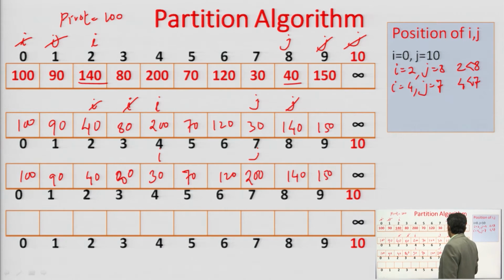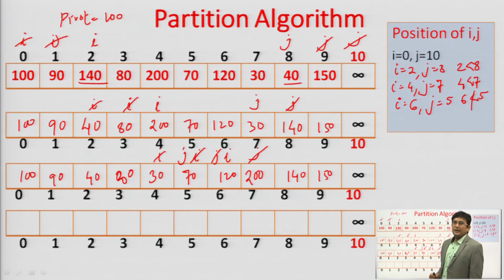Let us repeat the same process. I is here, find out the index at which we find a larger element than the pivot. So, this element is not larger, this element is larger. So, stop here. Now, decrement j until we get a smaller element than the pivot. So, this 120 is not smaller, but 70 is smaller. So, let us stop here. Now, here you see the position of I is 6, whereas the position of j is 5. So, now I is not less than j. So, this is the terminating condition for the partition.